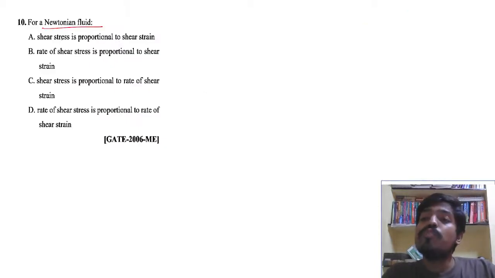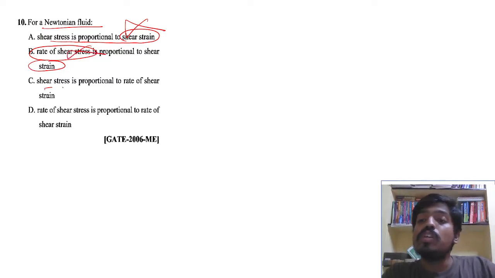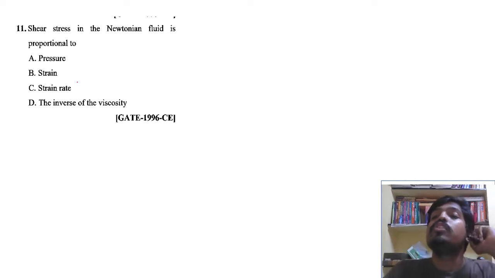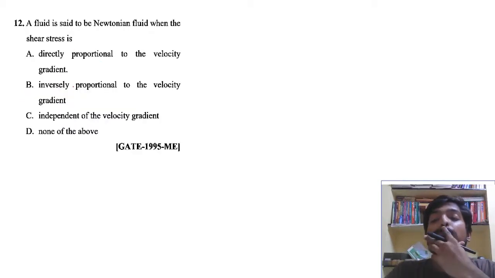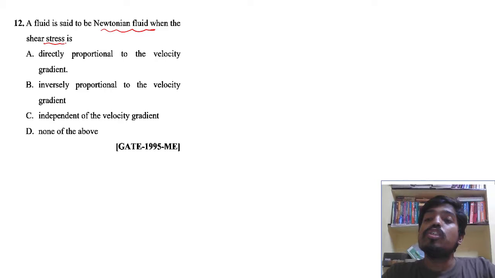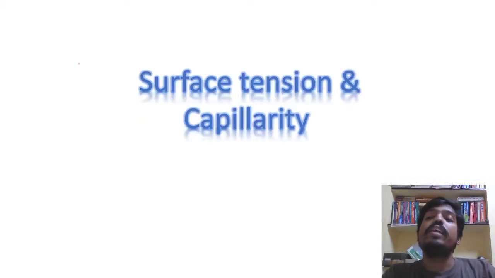For a Newtonian fluid, shear stress is proportional to shear strain. No, rate of shear strain. Yes, C is correct. Shear stress in a Newtonian fluid is directly proportional to not pressure, not strain, but strain rate. Newtonian fluid, where shear stress is directly proportional to the velocity gradient.